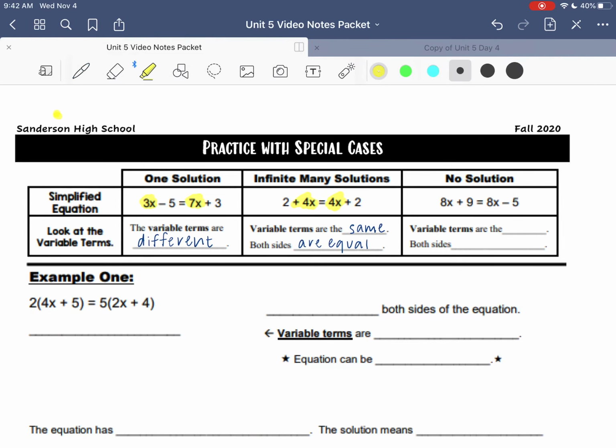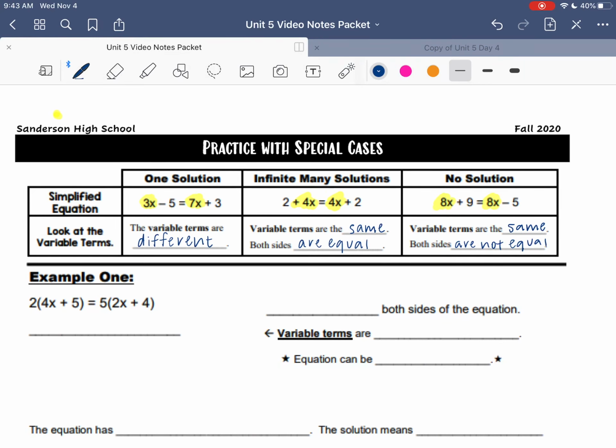Now, the no solution is going to happen if we look, we had 8x plus 9 equals 8x minus 5. So I've got 8x on both sides. Here again, my variable terms are the same. But when I look at everything else, I see a 9 and a minus 5. So those sides are not equal. And that's when we get that no solution kind of scenario.